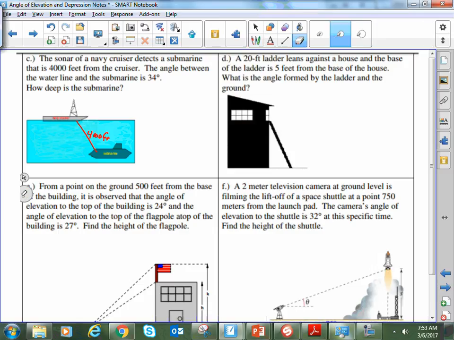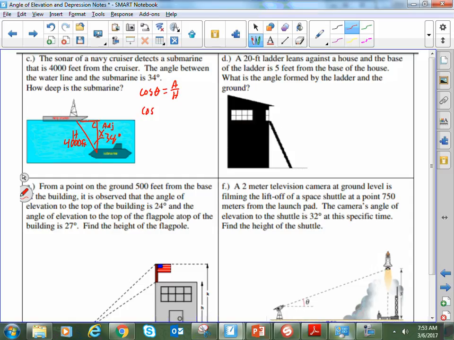Okay, so I want to take my 4,000 feet and I want to move it. I'm going to say 4,000 feet. And the angle between the waterline and the submarine, they're saying, is 34 degrees. So how deep is the submarine? So we're looking for the depth here, and I'll call that x. So from my angle, we know the hypotenuse, and the adjacent side is what we're looking for. Adjacent and hypotenuse tell me to use cosine. So I'm going to say cosine of theta is equal to the adjacent side over hypotenuse.